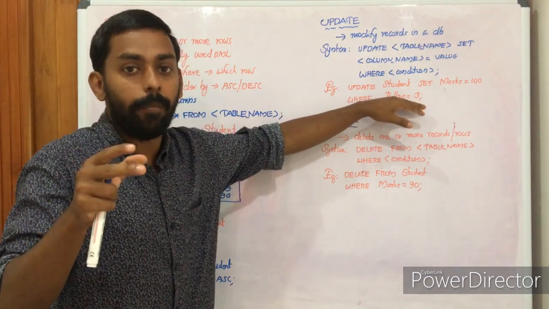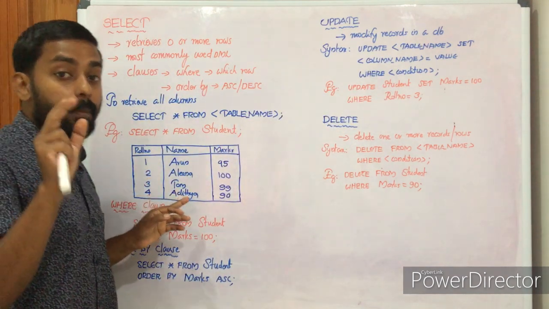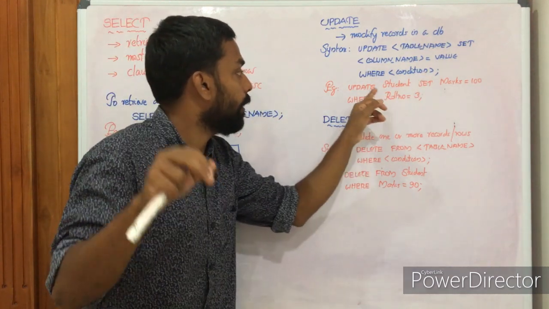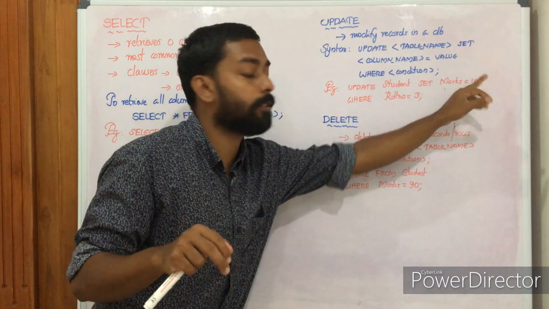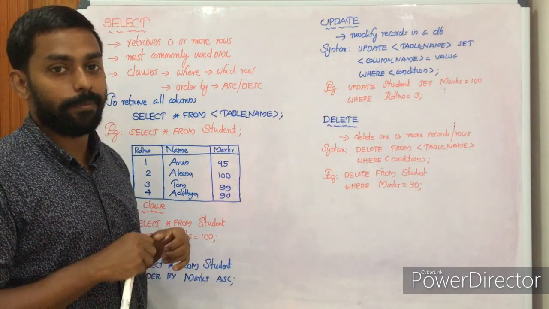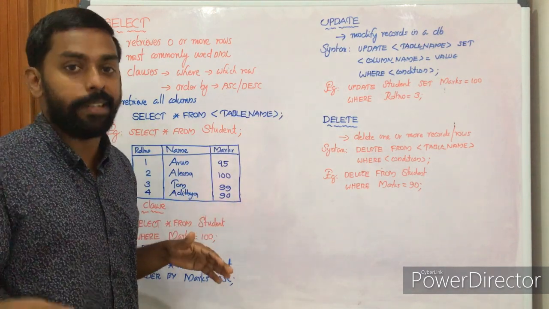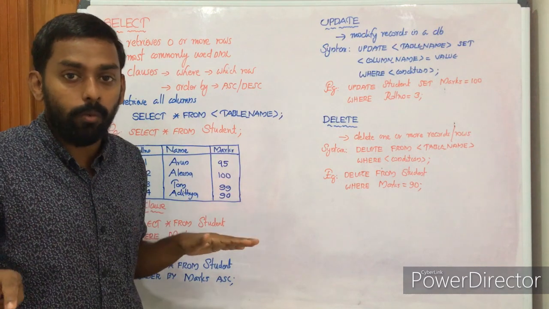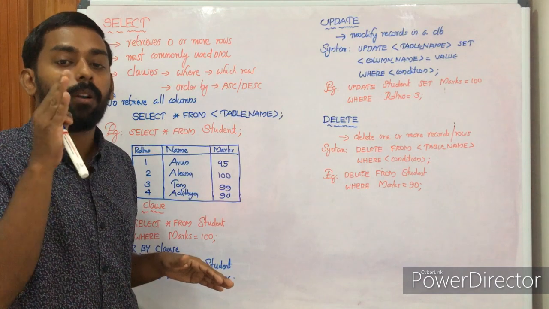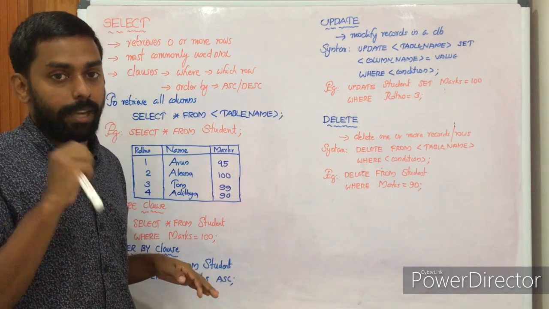We have made the update only to the student who has roll number 3. Suppose the statement is just update student set marks equal to 100, and we don't have where roll number equal to 3. What happens? Actually, we apply where to restrict. If you do not apply where, there won't be any restriction or limitation. The change will be reflected to the entire table, the entire column.